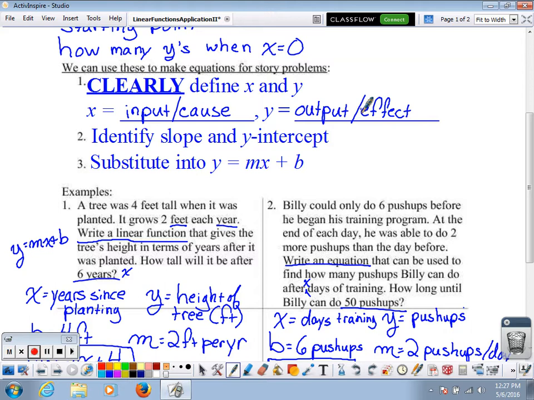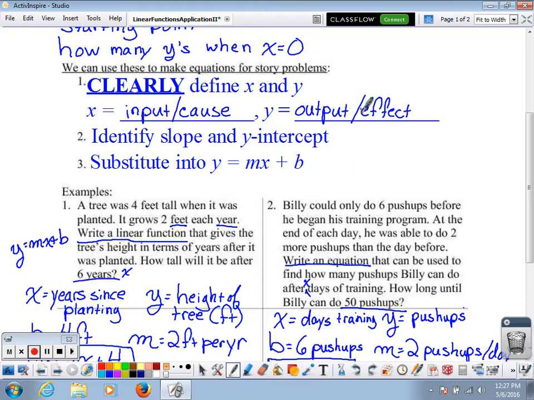Okay? And sometimes that really takes reading the story a couple of times and really, really thinking about it. It's pretty easy, usually, to recognize what two things are changing. What two quantities are going to have different values? The years after the planting are going to change and how tall the tree is are going to change. But what we need to think about is which one's causing which to happen.